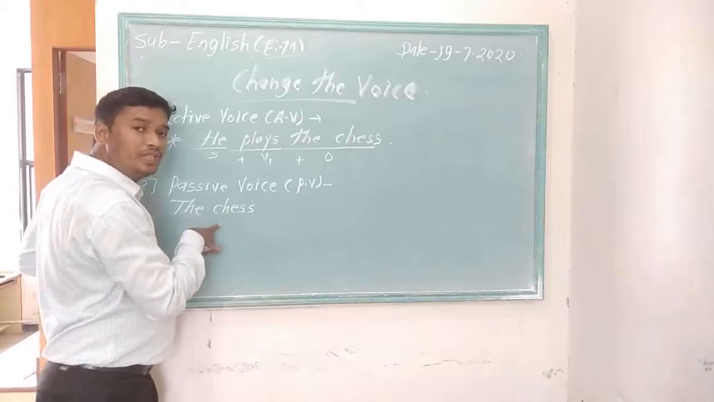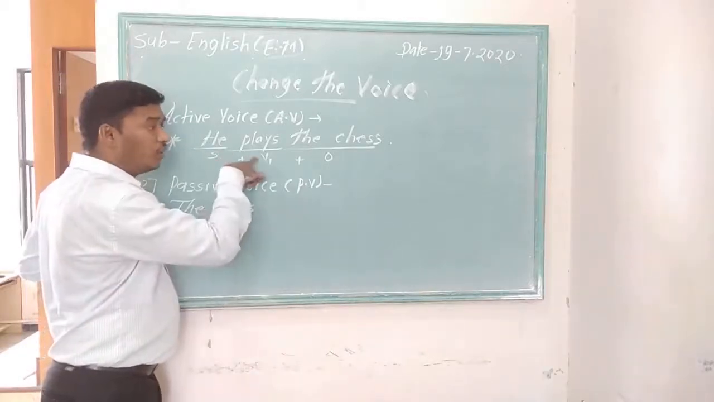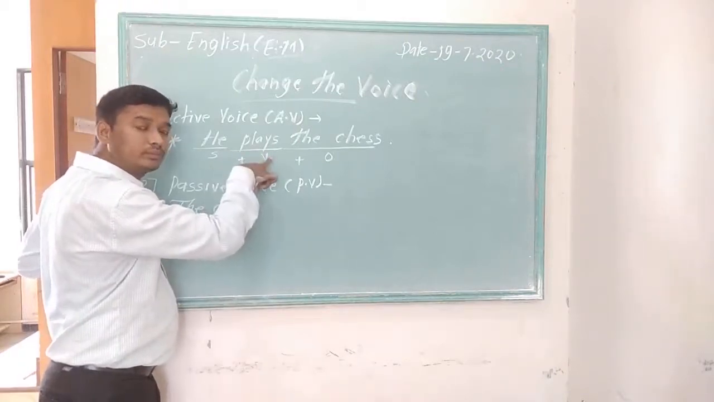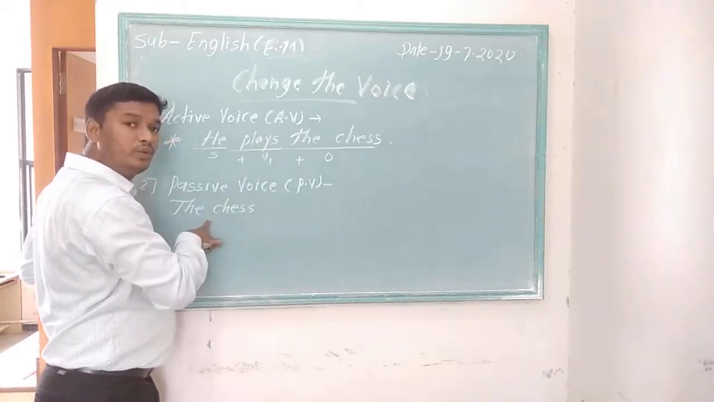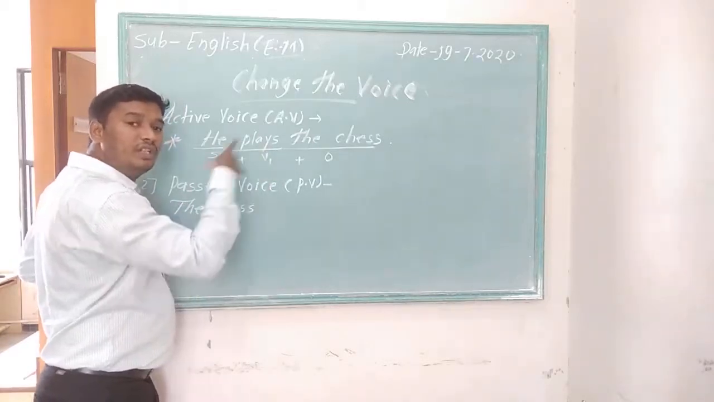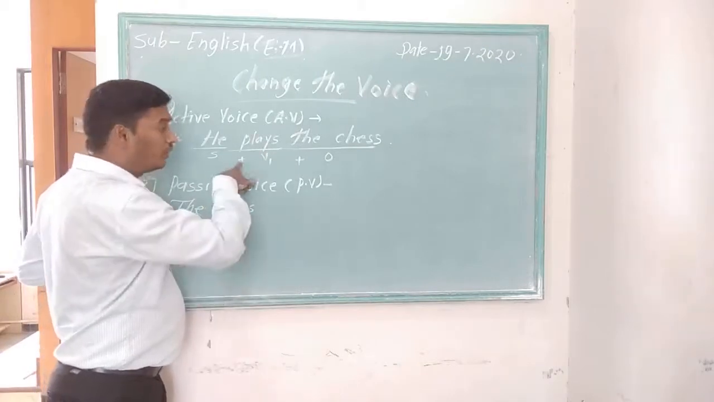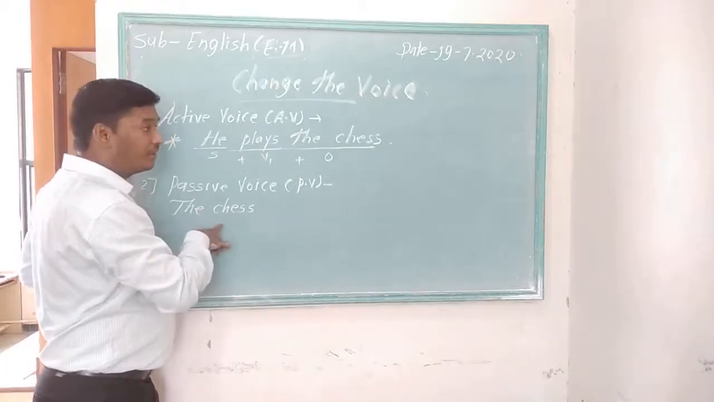After writing the object, take the proper auxiliary verb according to the tense of the given sentence and according to the number of the subject. What is the correct auxiliary verb according to the tense and the number of the subject?